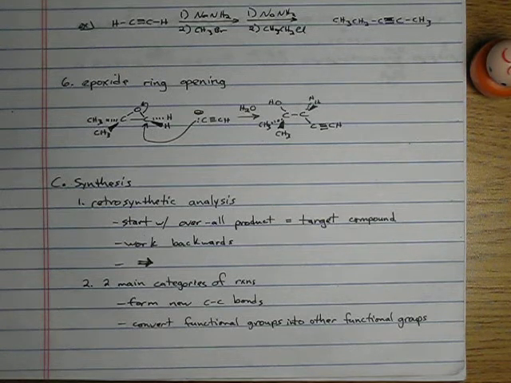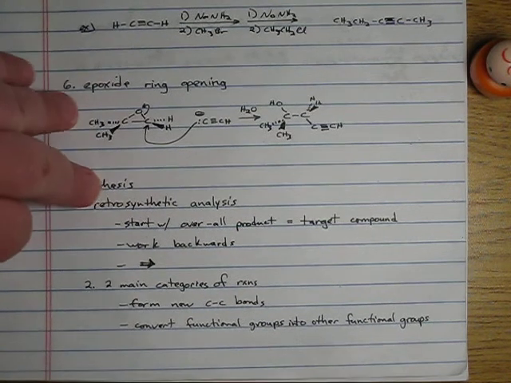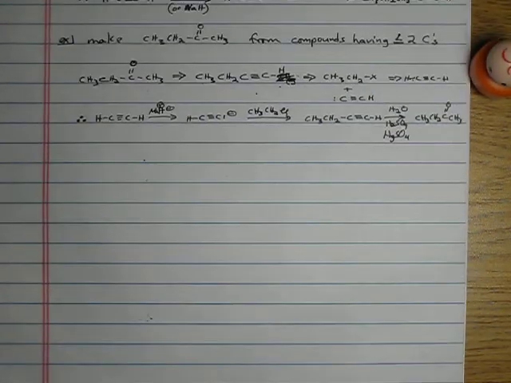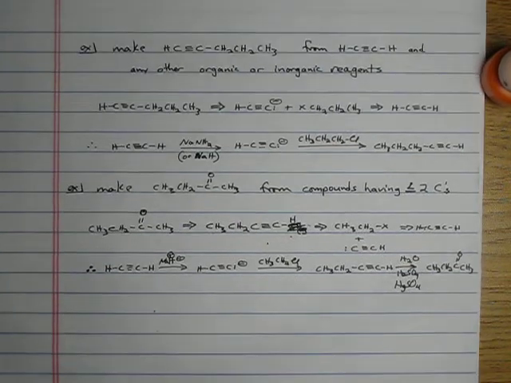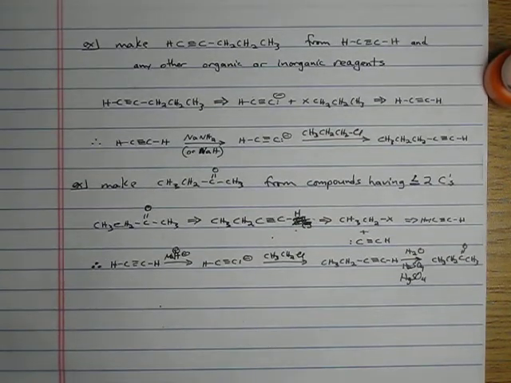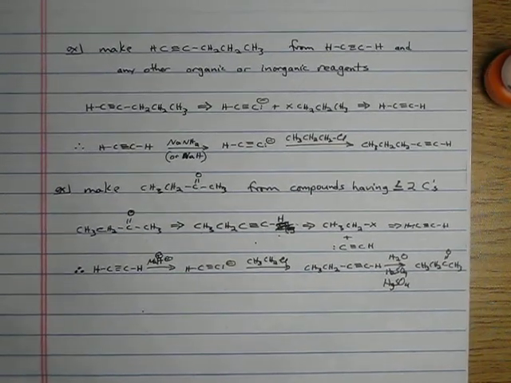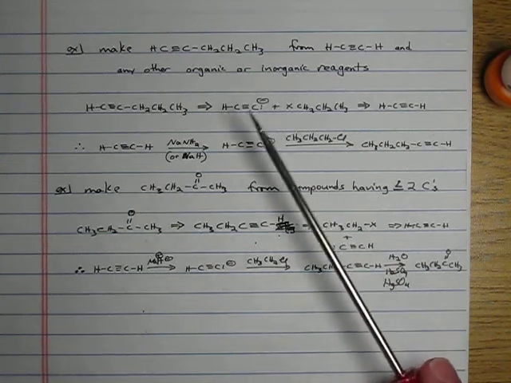Okay, and there are two main categories of reactions: forming new carbon-carbon bonds or converting one functional group into another functional group. And a lot of the time you're converting one functional group to another so that you can use it to form a new carbon-carbon bond. Alright, so we're going to start off easy because our only carbon-carbon bond forming reaction we know right now is our acetylide reactions. So let's look at this.